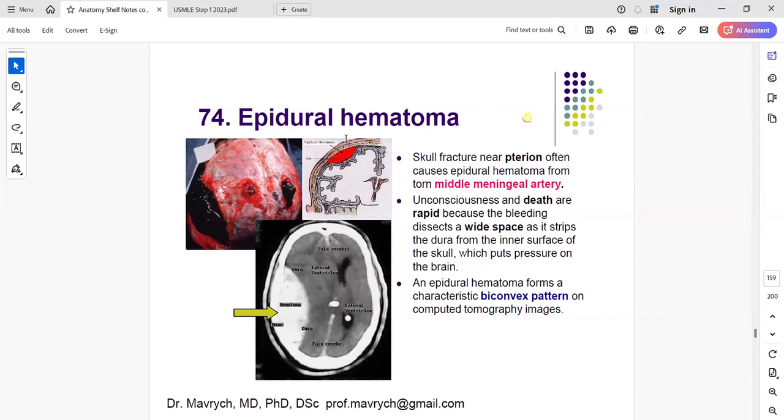Right? Now, one more important thing is they usually give you the MRI and show you a biconvex pattern on the CT or the MRI, more commonly the CT. So the biconvex pattern is always the epidural hematoma, right? Okay, you have to remember this. Biconvex and epi.